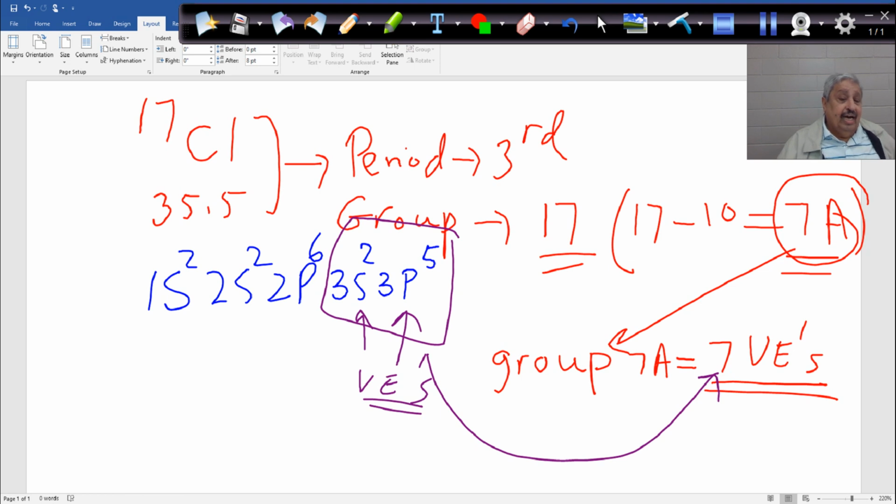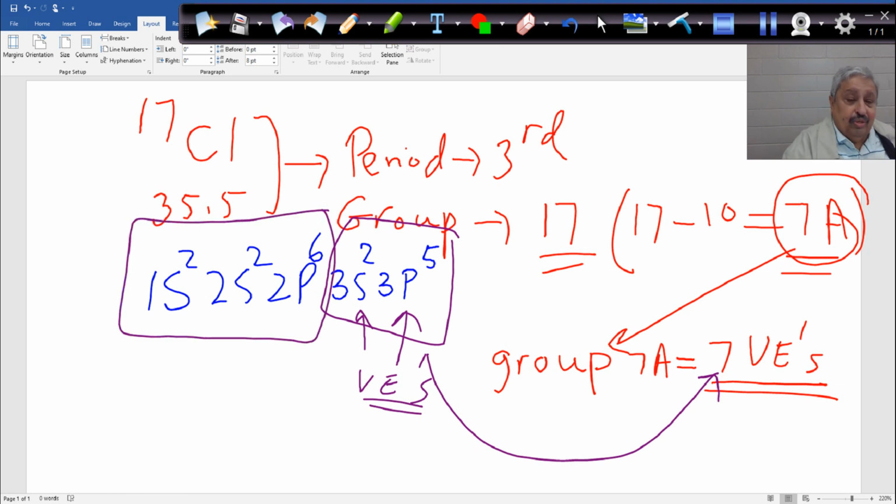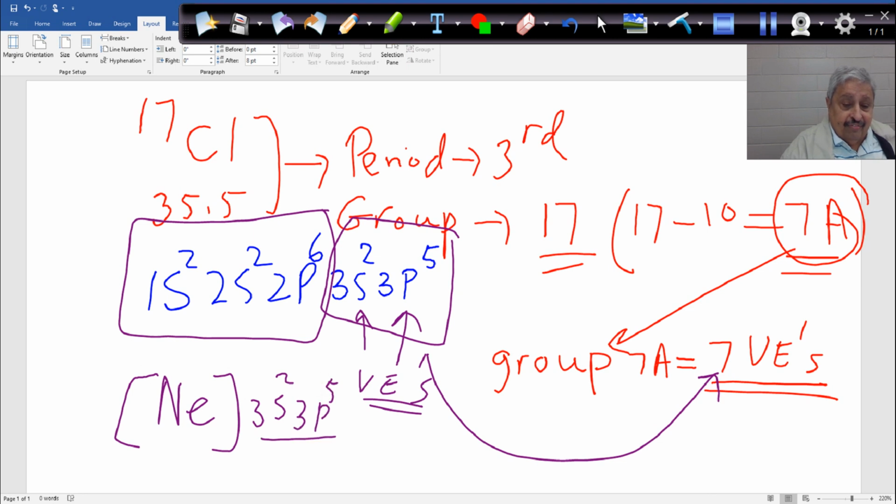Correct? Now with this one here, what will be? I go all the way to the end of the third period. That's argon. On top of it, what? Neon. Neon is 10. And 3s2, 3p5. That's the valence electrons here. Okay, guys? Everybody's following? So now, what's happened in all this?